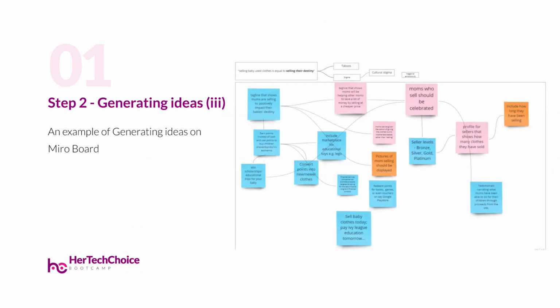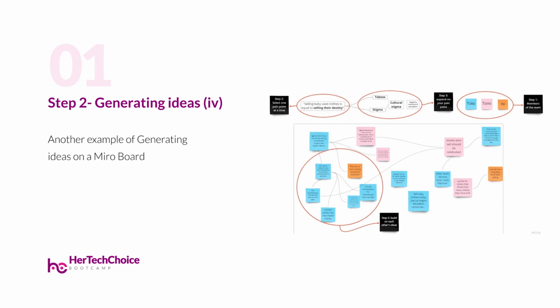Then in the third, this is just showing us an example of ideas generated on a Miro board where we have "moms should be celebrated," then all of this, and this is different people. I'm sure this is 4 people. Okay, 3 people. One on blue, one on pink, and one on orange. The people that generated ideas.